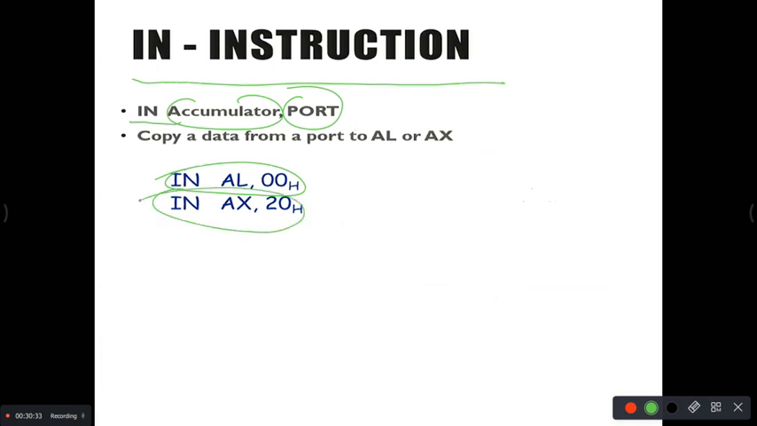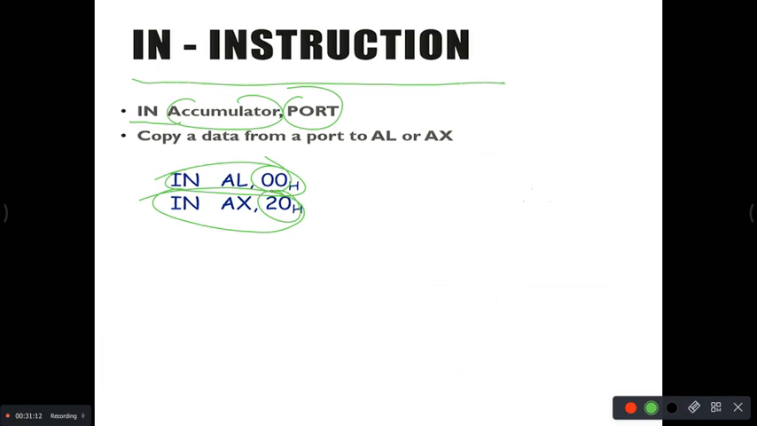For example, IN AL, 00H and IN AX, 20H. Can you tell me what this is? It reads data from an IO port, from an IO device with address 00H, and puts it into the AL register. That means it is reading 8-bit data. Similarly, this reads data from an IO device with port address 20 and copies the 16-bit data into the AX. This is what your IN instruction is.